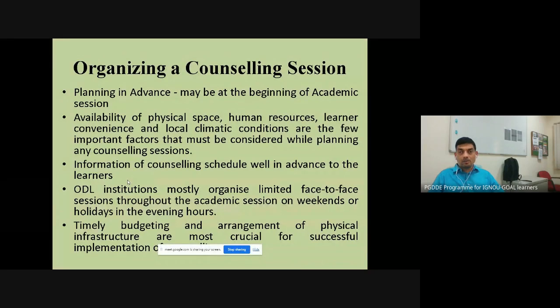Organizing a counseling session. Then planning at the beginning, whenever we join, or whenever we get admission, we can plan to organize any counseling session. Then availability of physical space, availability of human resources, and other situations are also very important when we plan for a counseling session. Then information about the counseling schedule should be given well in advance to the learners.